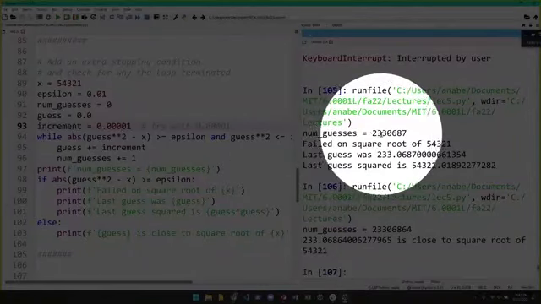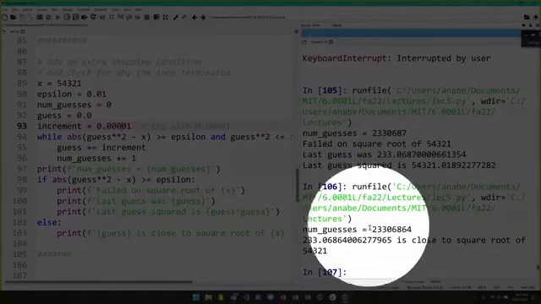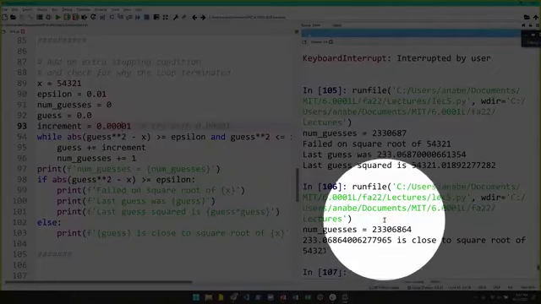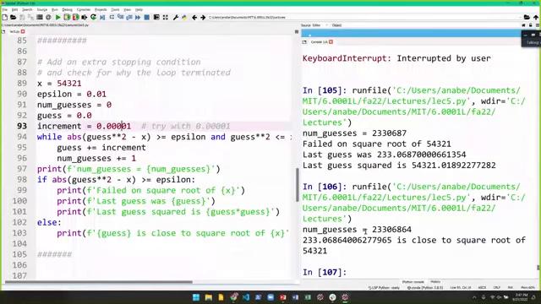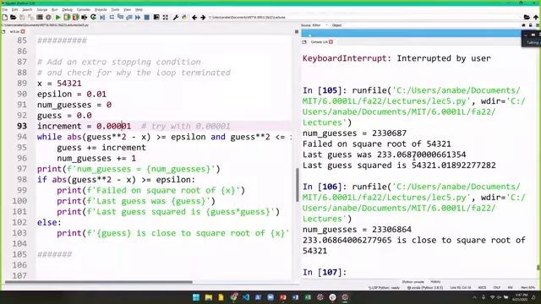So here we had 2.3 million guesses when our increment was 0.0001. But when our increment was 0.00001, right, 4 zeros, we had 23 million guesses. So obviously we had 10 times as many guesses, which made our program 10 times as slow. But now we didn't fail because we were able to go within that epsilon. Right, so we found 233.06864, which is pretty close to what we had before, within 0.01 of epsilon.